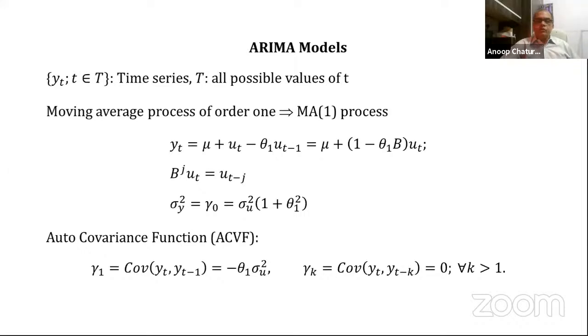You can easily obtain the variance of the process, which is sigma square u times 1 plus theta 1 square. Then you can also derive the autocovariance function. Actually, autocovariance is obtained from the covariance between YT and YT minus K. The different time series observations are autocorrelated, they are correlated with each other, so their covariances may not be 0. For the MA1 process, gamma 1, the first autocovariance coefficient, is equal to minus theta 1 sigma square u. And gamma k is 0 for all k greater than 1.